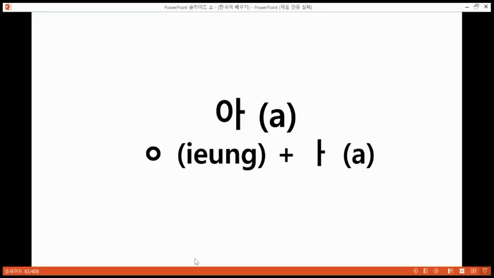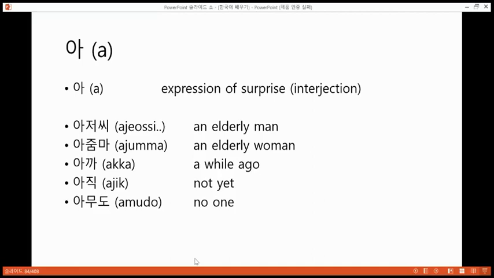Actually, this circle 이응 has no sound. So you put any vowel. This is the basic consonant. You will put vowels to make sound. 아 is an expression of surprise. It's an interjection. 아저씨. When you call somebody who is elderly, like 30 years old, 40 until 50, you can call him 아저씨. 아저씨 in the Philippines is like manong, an elderly man.